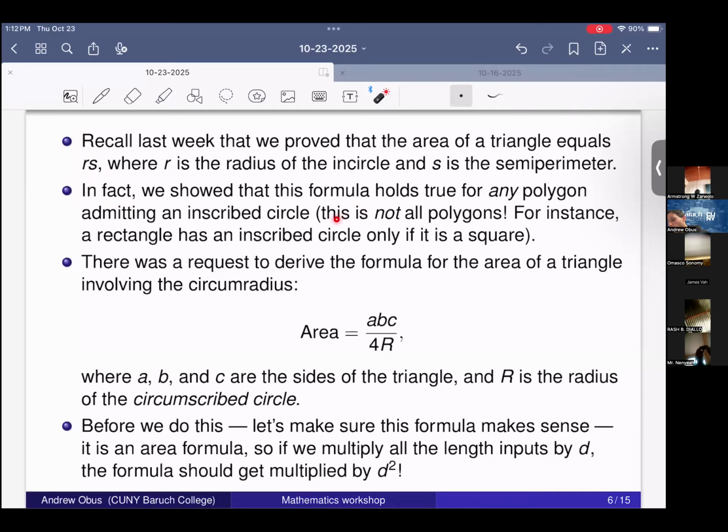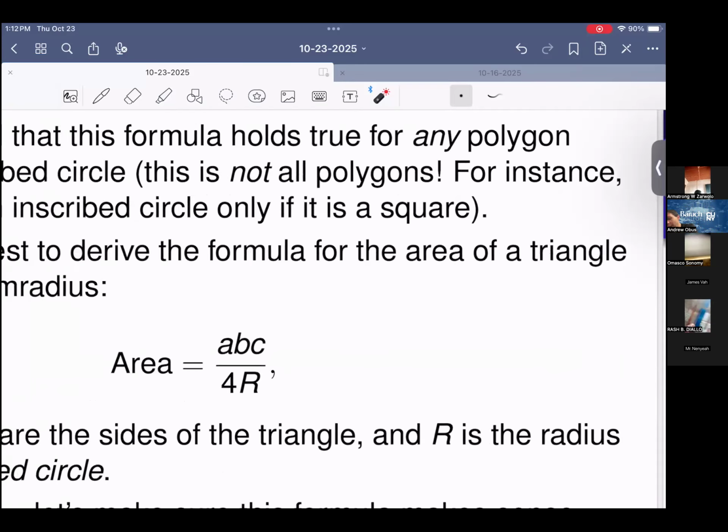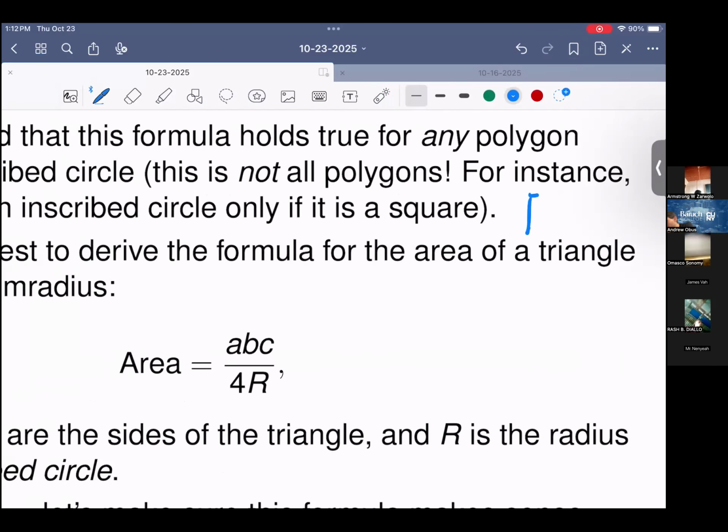And I just want to warn you though that this is not all polygons. For instance, a rectangle usually will not have an inscribed circle. In fact, it only has an inscribed circle if it's a square. Right, because look at this. If you try to take a rectangle and inscribe a circle, it's just not going to work, because if you want it to be tangent to these sides, it's a circle. It's just not going to stretch out wide enough to hit the other two sides.